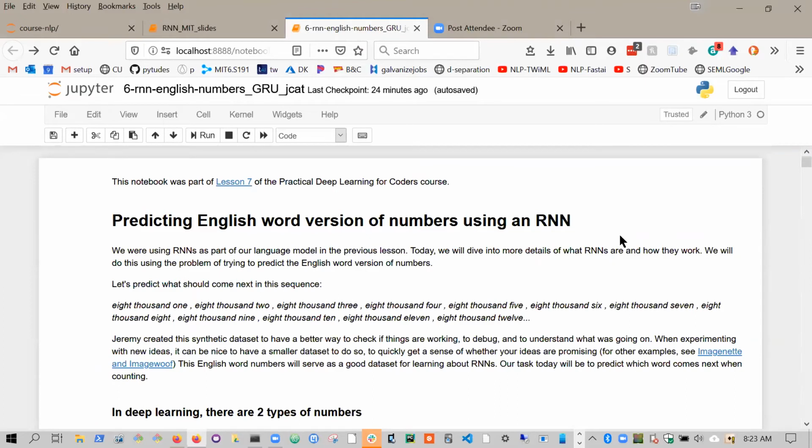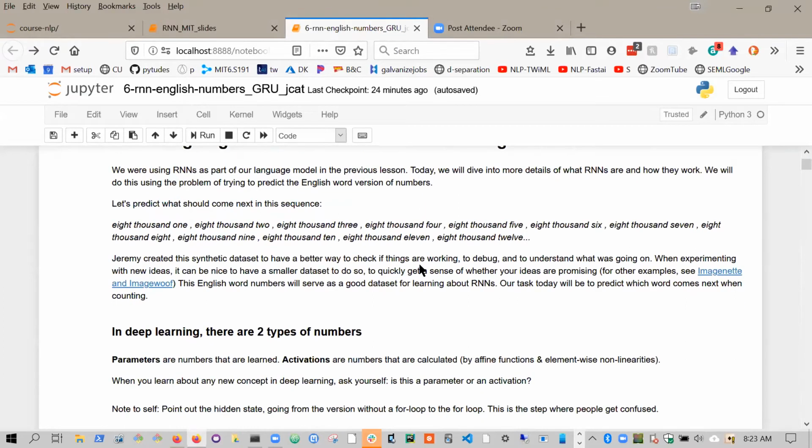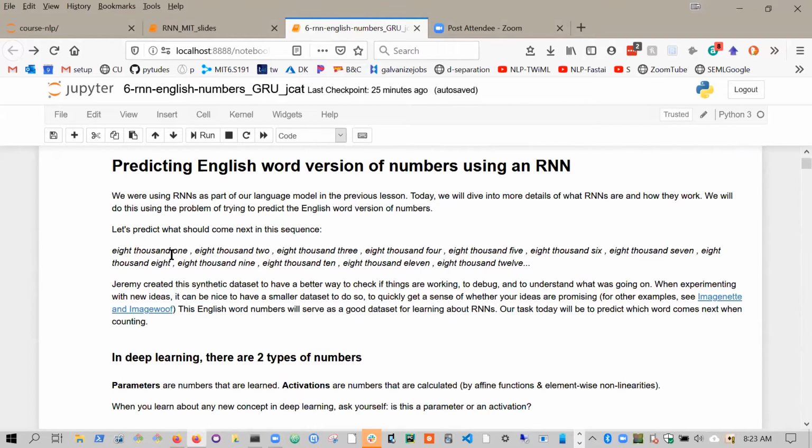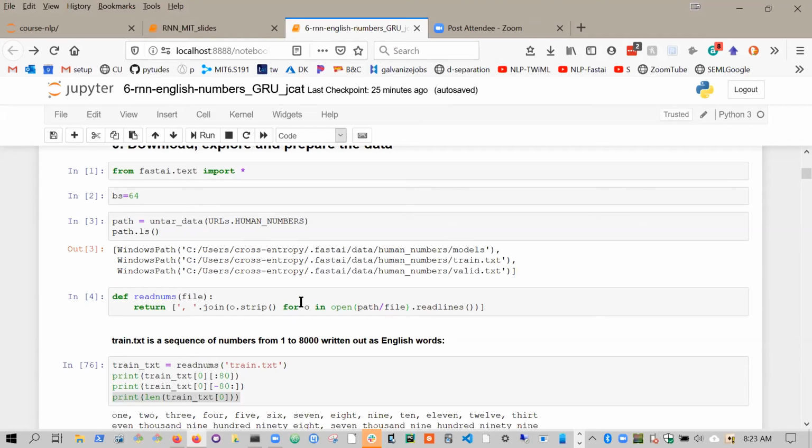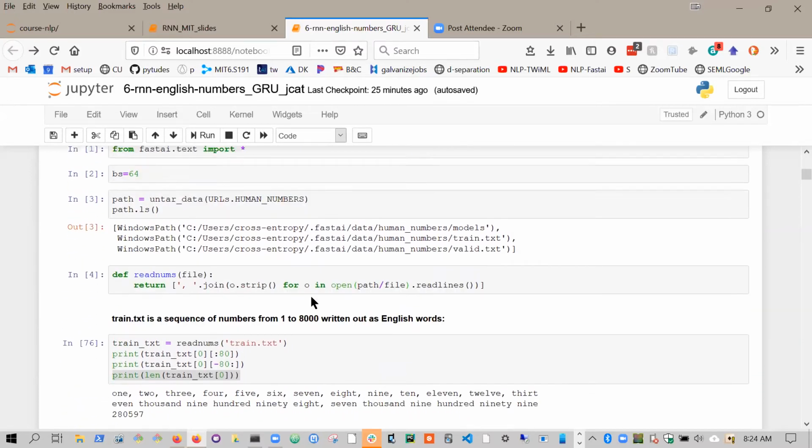Yes? Great, thank you. Okay, so Jeremy has concocted this data set to help us, as a simple application of RNNs, to see how we can build our own RNNs and see how they perform on this data set. The data set is just a sequential counting of numbers, but in English words. So the data set is basically the numbers 0 to 9,999, all in words.